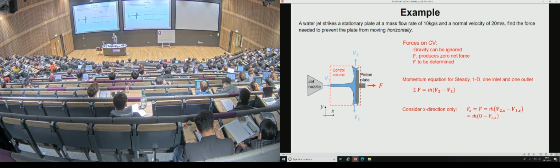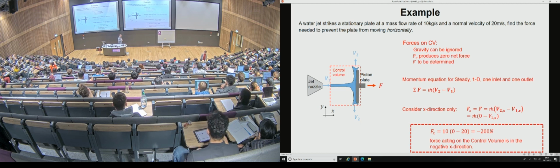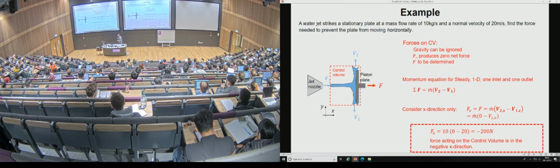X direction only. Mass flow rate is given in the question, 10 kilograms per second. And you times this by the change in momentum flux, 0 minus 20. And so then the force required must be 200 newtons in the opposite direction.